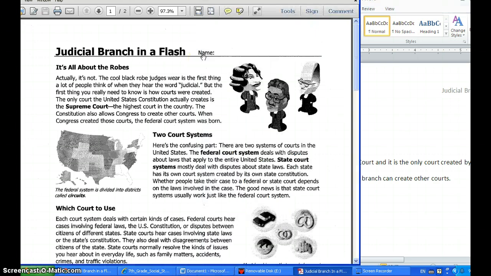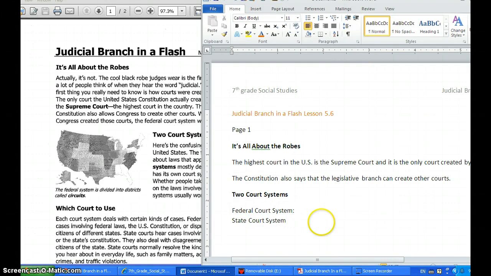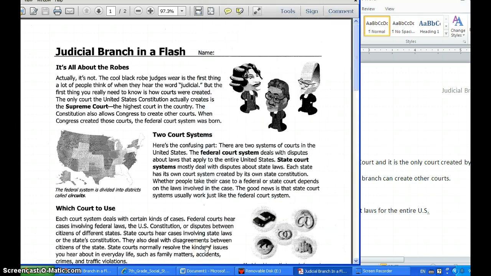Okay, so now I need to explain them in my own words. This one says the federal court system deals with disputes about laws that apply to the entire United States. Okay, so to put that in my own words, the federal court system hears arguments about laws for the entire U.S. Okay, the state court systems mostly deal with disputes about state laws.